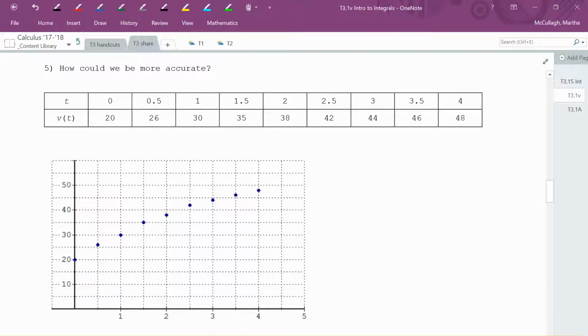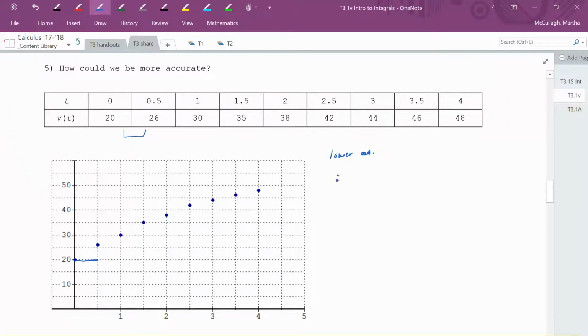Well, if I want to be more accurate than that, I'm going to send my researchers back out to have a look at this car again. And instead of just measuring every second, I'm going to say, why don't you take these measures every half second and see if we can't be a little bit more accurate. So let's look at this lower estimate. We'll look at both a lower and an upper estimate, but for right now, let's just start with the lower estimate. Well, in this first interval, I'm going to say, well, that's going to be at 20 feet per second.